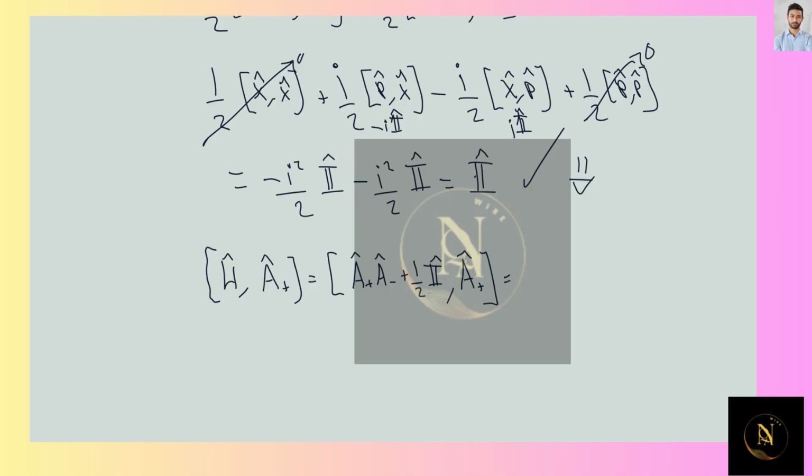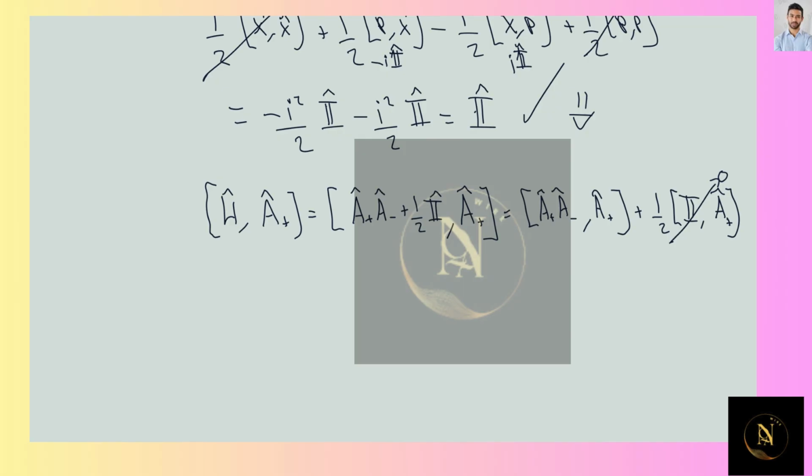Applying commutator rules, this becomes the commutator of A plus A minus with A plus, plus 1/2 of the commutator of the identity with A plus. The identity commutes with all operators, so this is going to be equal to 0. So now we have a commutator of the type of AB with C.